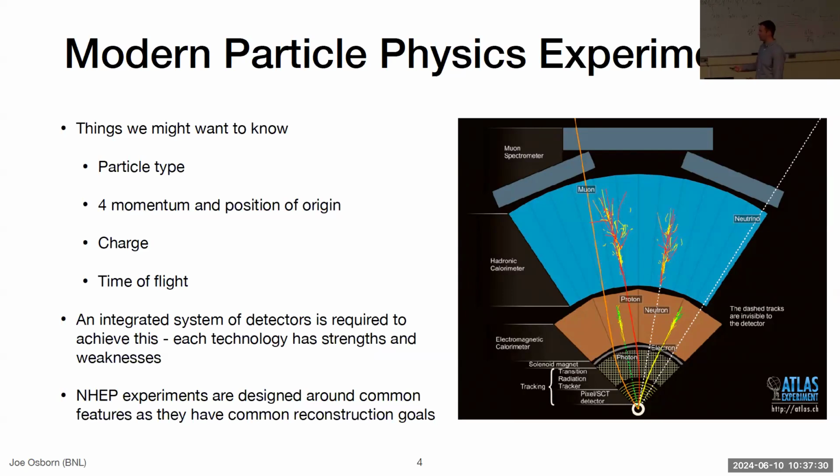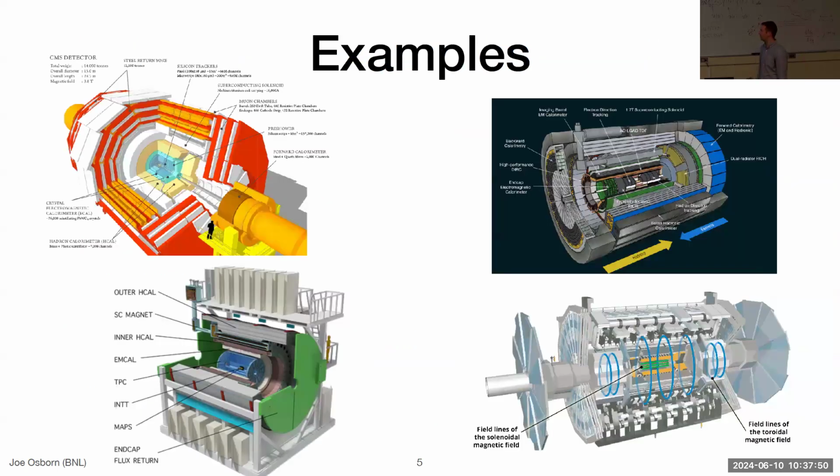And nowadays, nuclear and high energy physics experiments are designed around common features, as they have very common event reconstruction goals. In general, if you're building a multi-purpose detector, you want to measure all of these particles that come out of this collision so that physicists can do whatever kind of measurement they're interested in. So here are some concrete examples, and you'll notice a lot of similarities between all of these designs, I think emphasized by this point. This is the CMS experiment, the EPIC experiment, the sPHENIX experiment, and the ATLAS experiment. They have many common features amongst them, with some differences that are tailored for the particular physics goals that each experiment is trying to achieve.